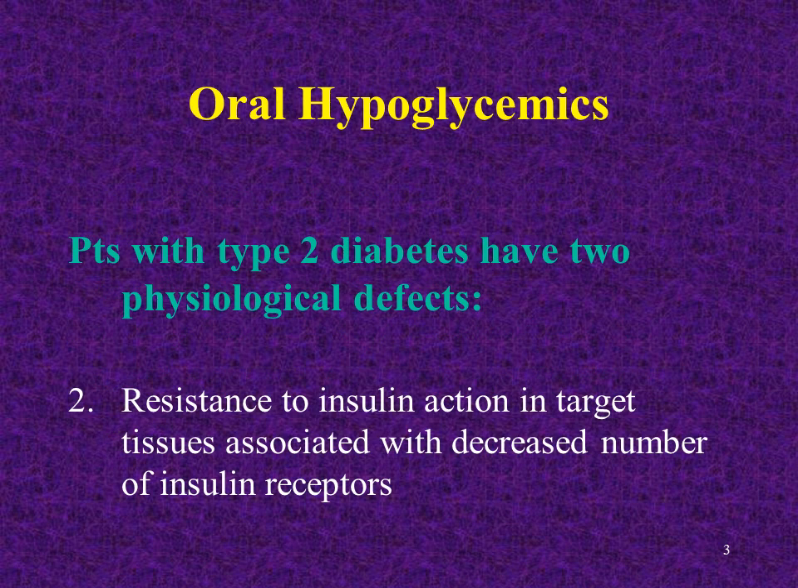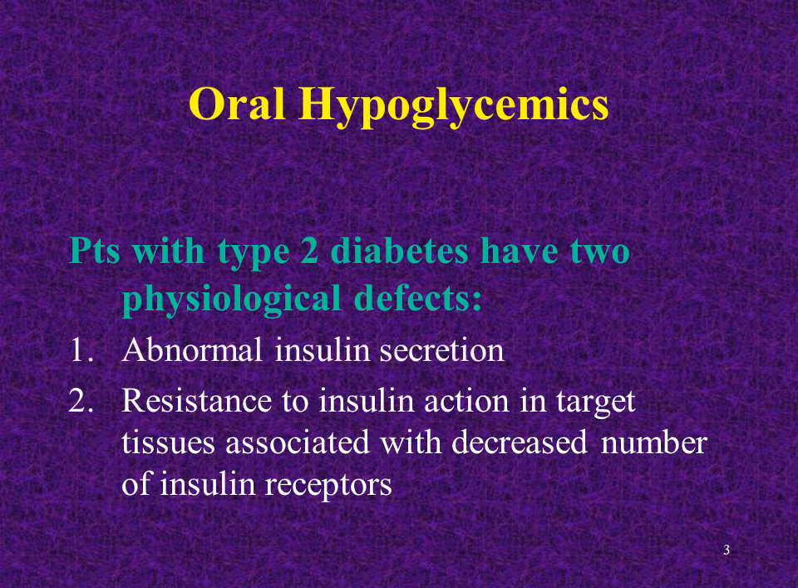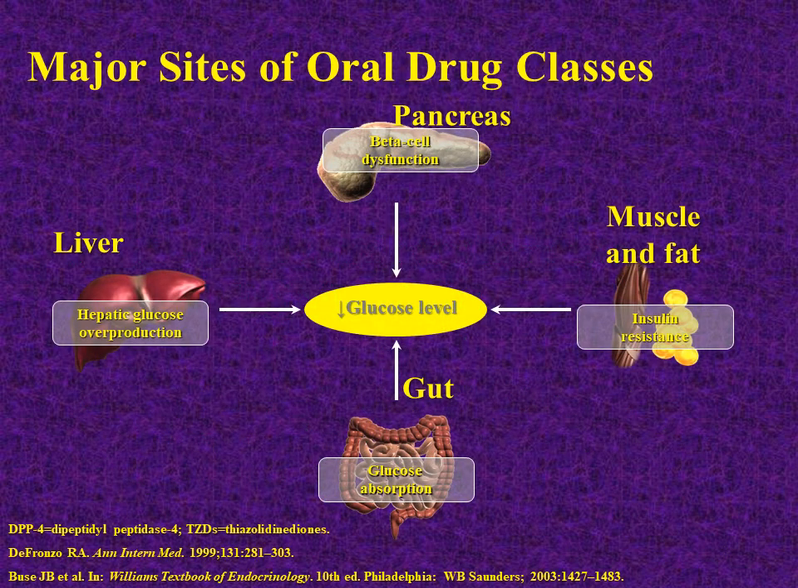Oral hypoglycemics are basically given to patients with type 2 diabetes, which have two physiological defects. Number one, abnormal insulin secretion, or there is release of insulin but there is resistance to its action. In this slide, you can well appreciate the various sites of action of oral antidiabetic drugs: basically the pancreas, the muscles and fats, the gut, and the liver. These are the major target sites for the oral hypoglycemic drugs. And let's have a look where they are acting.